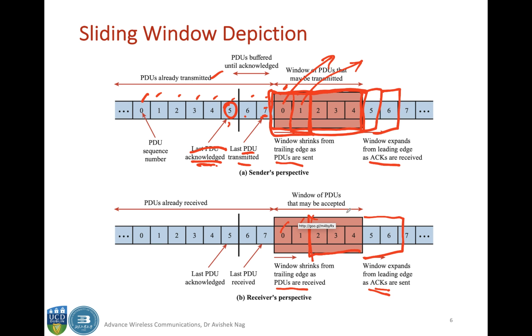So this is how the sliding window protocol operates. As you send more, the sender's window shrinks, and as you get more acknowledgements, the sender's window expands. From the receiver side, as you receive more, your window shrinks, and as you acknowledge more, your window expands. So that's the sliding window protocol for you.